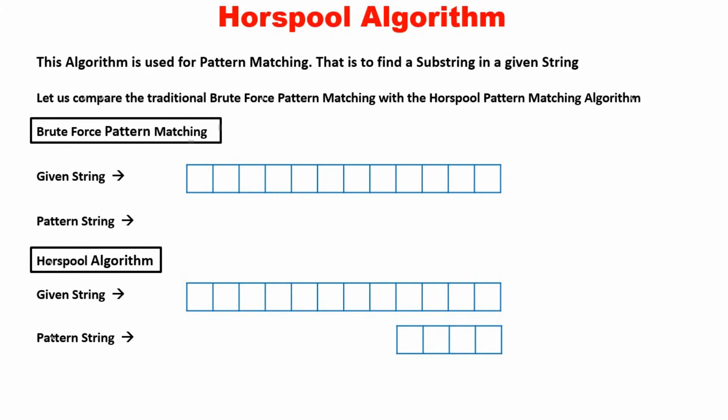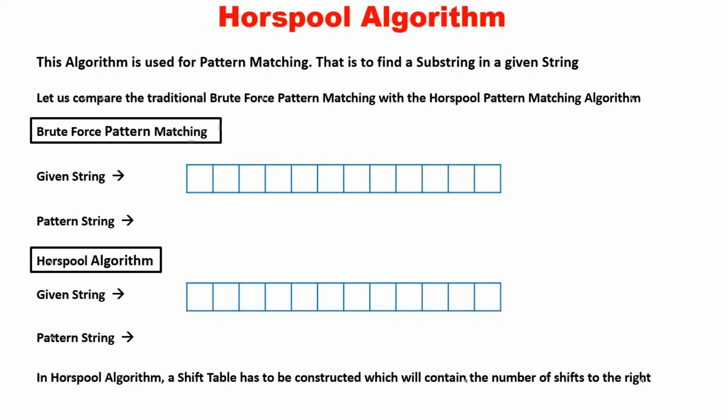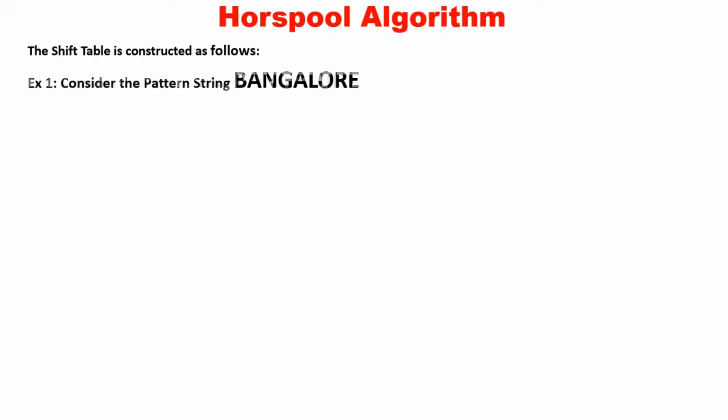But how to decide the pattern should be shifted to the right by more than 1? More than 1 means is it 2, 3? How to decide? For that, we have to construct a shift table. Very important. In the Horspool algorithm, a shift table has to be constructed which will contain the number of shifts to the right. How to construct the shift table? I think directly we shall go to the operation. I will just take some examples and let us understand how to construct the shift table.